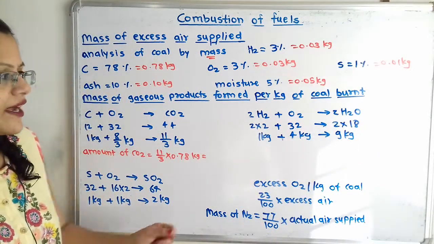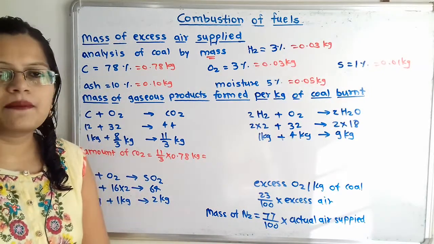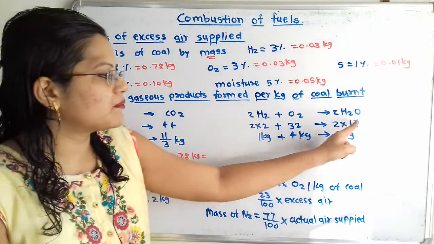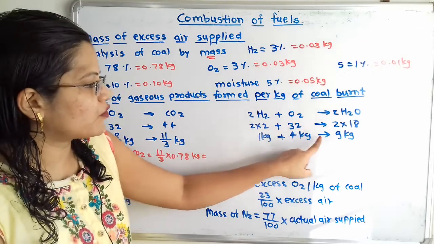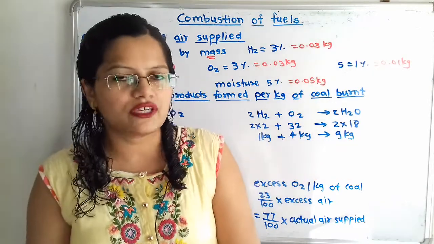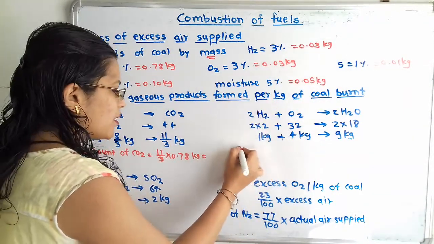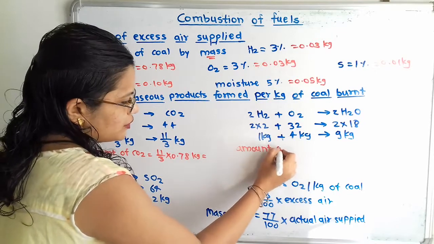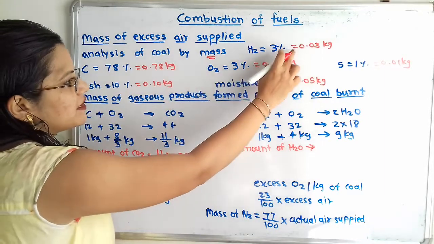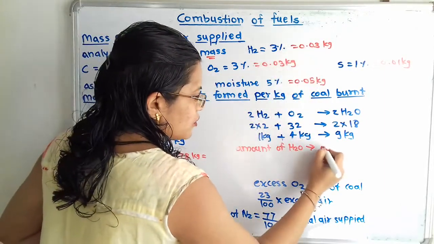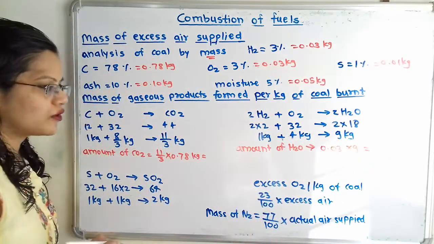Now again we have to find the amount of H2O for the combustion of 1 kilogram of hydrogen, so I divide both sides by 4. So 1 kilogram of hydrogen combines with 4 kilogram of oxygen and generates 9 kilogram of H2O, that is water. How do we write this? The amount of H2O produced during the combustion of coal, where 0.03 kg of hydrogen is given, is 0.03 multiplied by 9. We have to solve this.